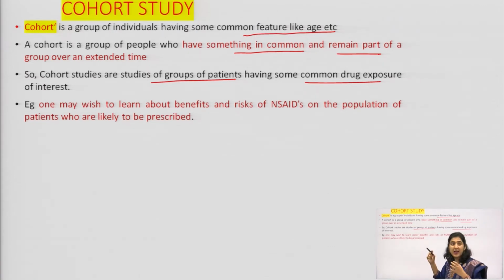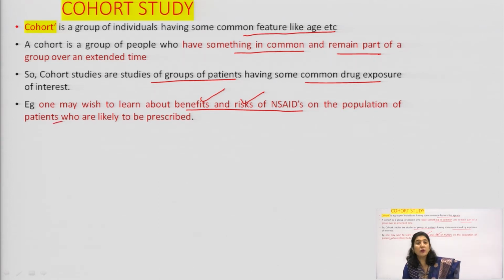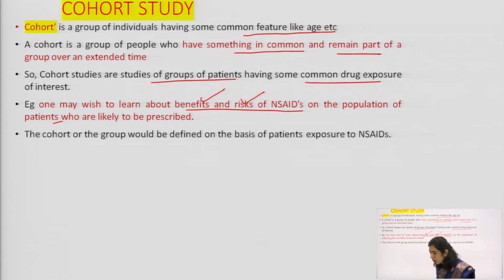So let's take example of a study where a person wished to learn about benefits and risks of NSAIDs. What are NSAIDs? Analgesics, non-steroidal anti-inflammatory drugs. And we want to learn the benefits, we want to learn the risks on a population of patients who are likely to be prescribed. NSAIDs किसको दिया जाएगा? NSAIDs उन लोगों को दिया जाएगा जिनमें इन्फ्लेमेशन है या जिनमें पेन है, तो उस पर्टिकुलर पॉपुलेशन को टारगेट करेंगे. The cohort group would be defined on the basis of patients' exposure to NSAIDs.